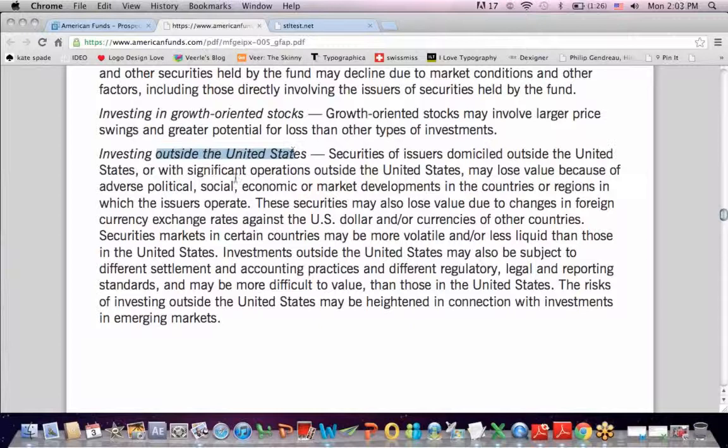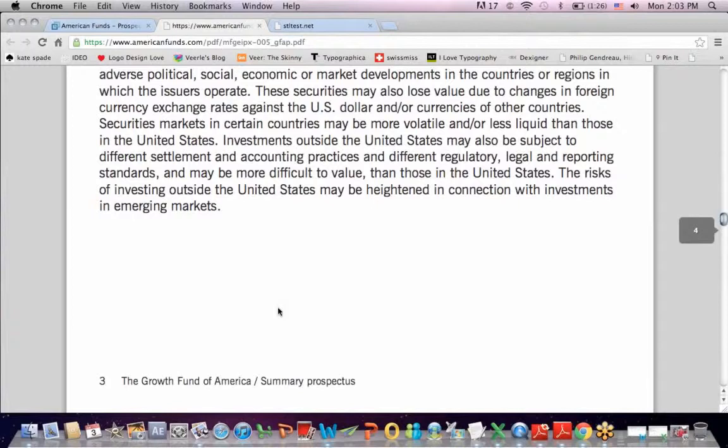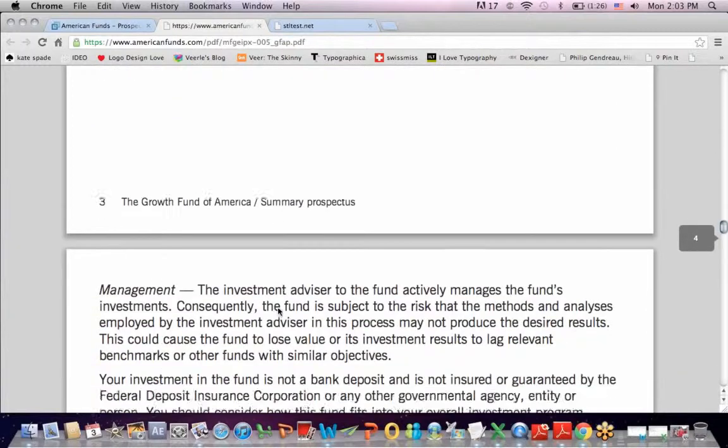Outside the U.S., political, social, and economic developments. It used to be that companies outside the U.S. didn't have accounting policies and reporting that was as good as ours. Maybe politically they're unstable. So maybe it implies a little more risk investing in stuff outside the U.S. than being in the U.S.